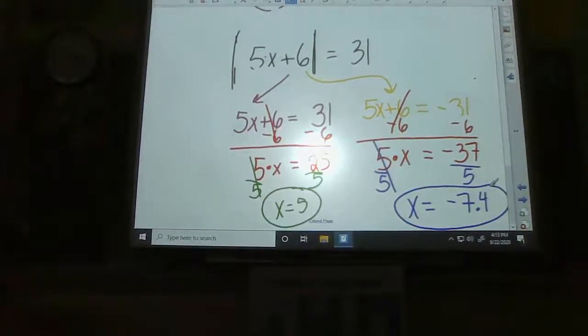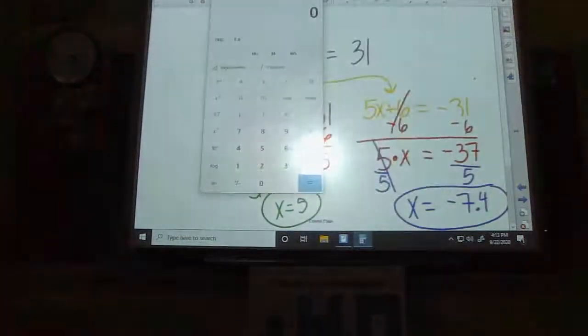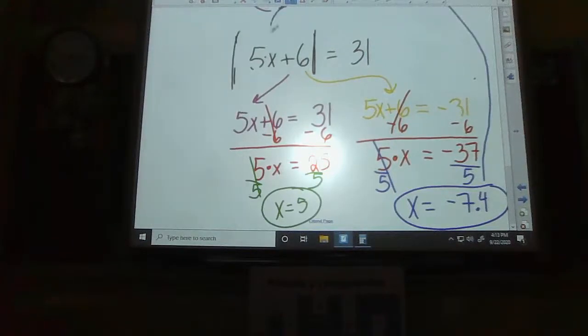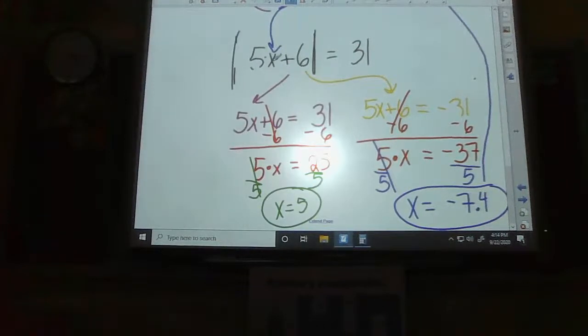And then I could take my other one, which I kind of goofed up on, and if you don't believe me, let's see if I can do this. Take my calculator, and if I take my answer of negative 7.4 and plug it in right here, I drop it in right there, and I check it to see if I'm right. I could do 5 times negative 7.4, and then I can add 6 to it. Whoops, not 66. You'll see right here, I got negative 31, and negative 31 would have an absolute value of 31. So I did that one right.